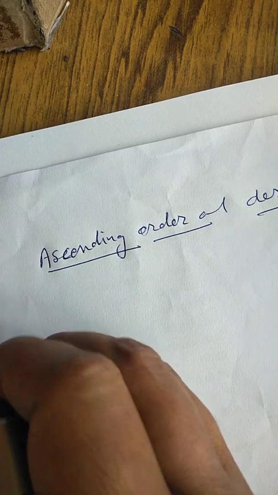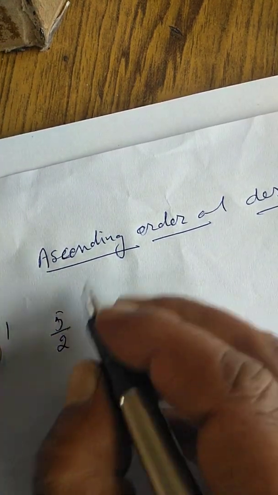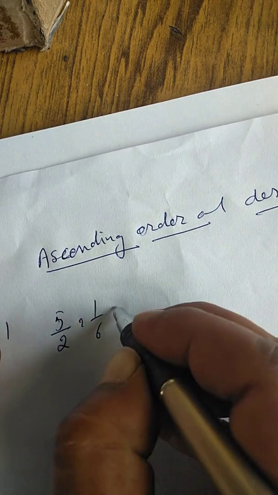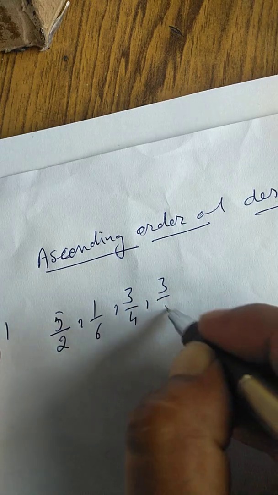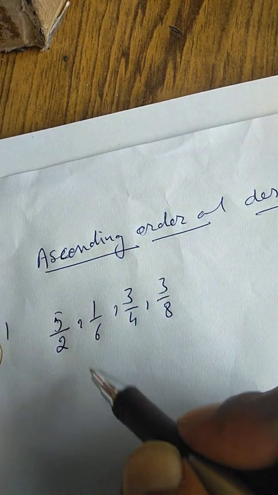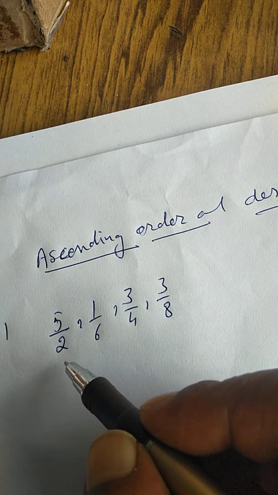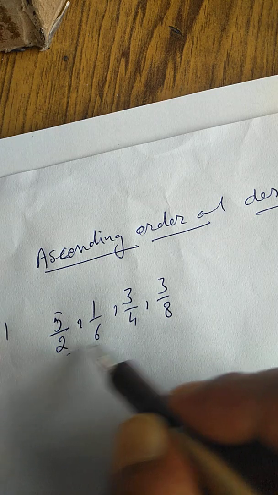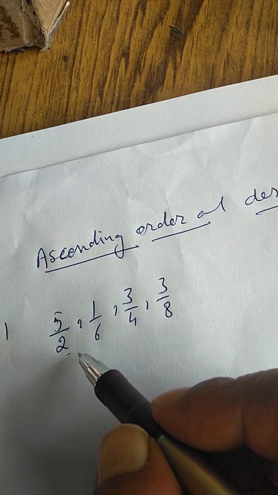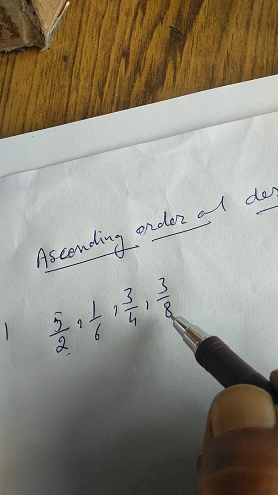In question number 1, I have the fractions 5/2, 1/6, 3/4, 3/8. Now look at this set of fractions. These are unlike fractions, right? Why are they unlike? Because their denominators are not the same, they are different.